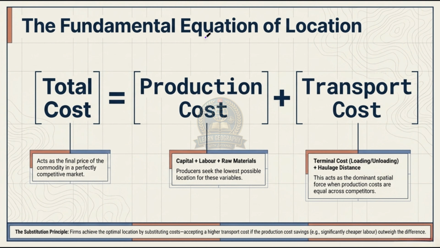Okay, the fundamental equation of location. According to Hoover, this is the formula. Total cost, that means X, the final price of the commodity in a perfectly competitive market, is equal to production cost plus transport cost. Production cost indicates capital plus labor plus raw materials, all combined. Producers seek the lowest possible location for these variables. And transportation cost: terminal cost, that means loading and unloading, and haul distance. This acts as the dominant spatial force when production costs are equal across competitors.